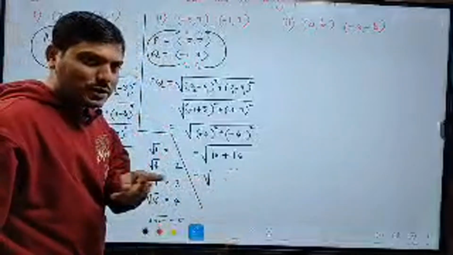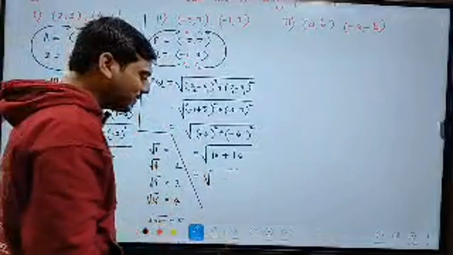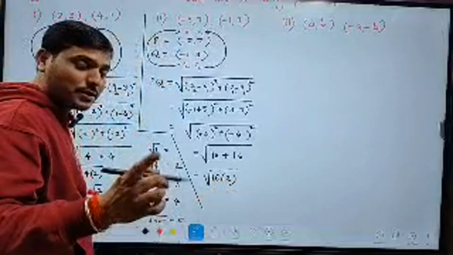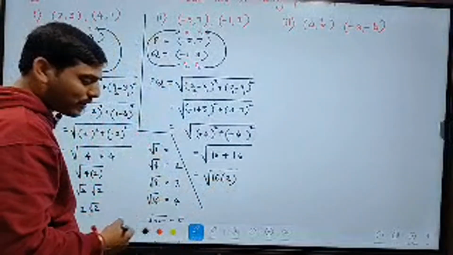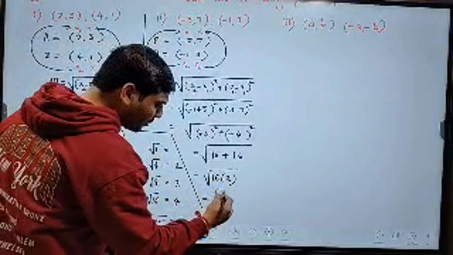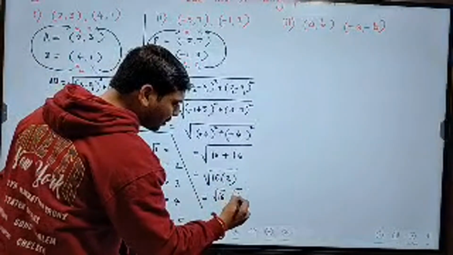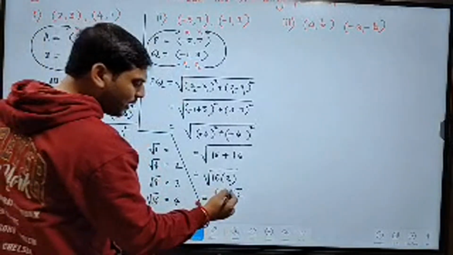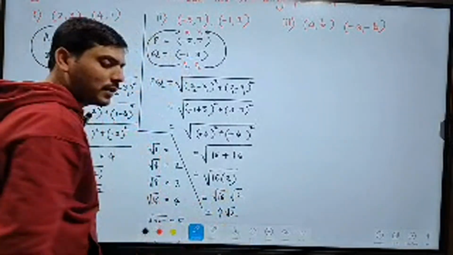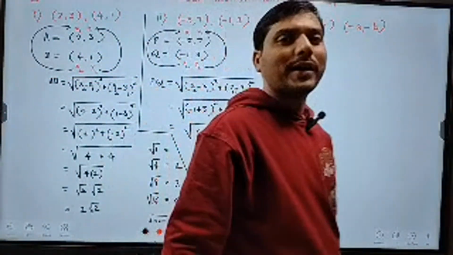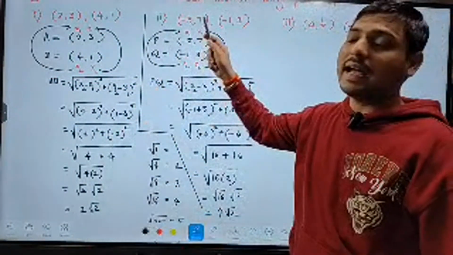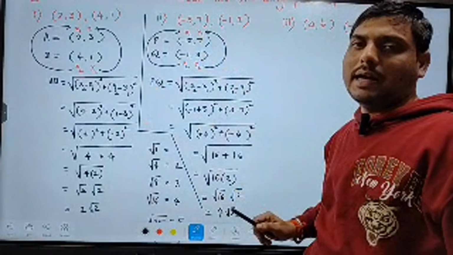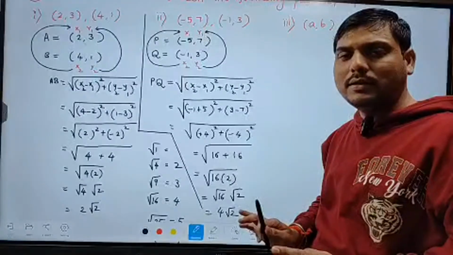How to write, students? Some students directly write 32, but I am not writing 32. 16 is there 2 times, 16 of 2. 16 is a perfect square. So how to write it? Root 16 can be written as 4. Root 16 is equal to 4, and you write root 2 as this. The distance between the given 2 points in the second problem, minus 5, 7 and minus 1, 3, is 4 times root 2. I explained the third problem in today's class.